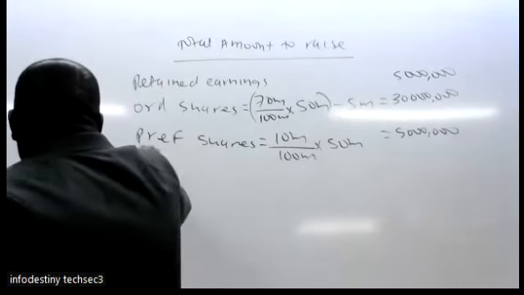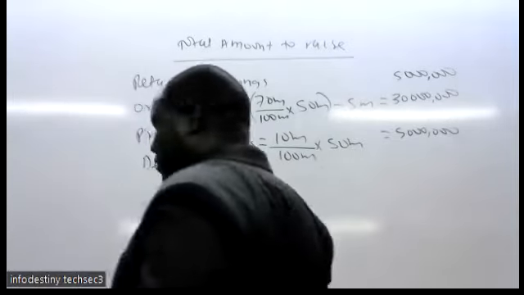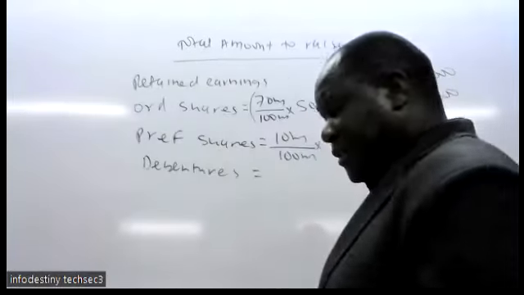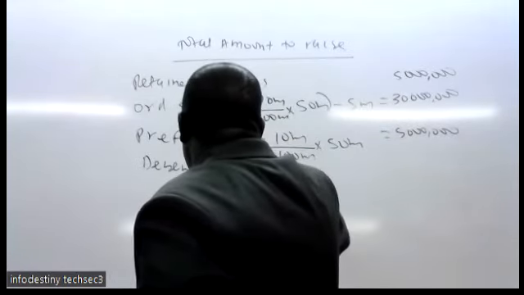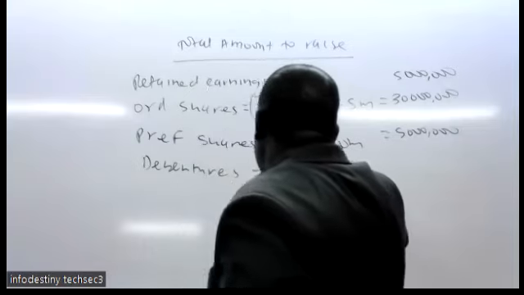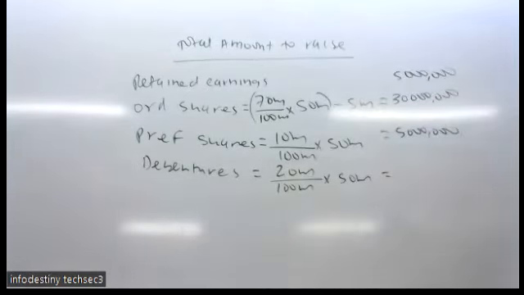Then the last one should be the one for the debenture. We also allocate the one for the debentures. So debentures, you do the same. 20 million, also divide by 100 million, also multiply by 50 million. The debenture capital is 20 million, also divide by the total. So this will give us how much?